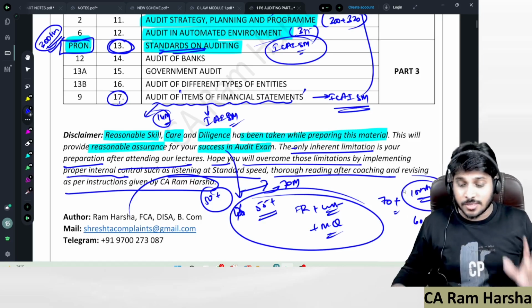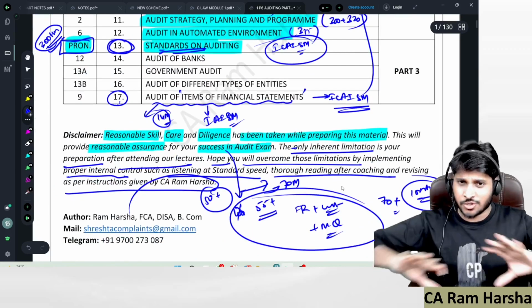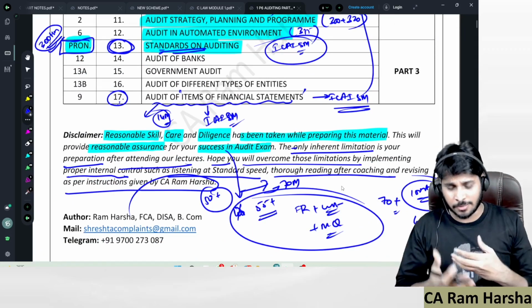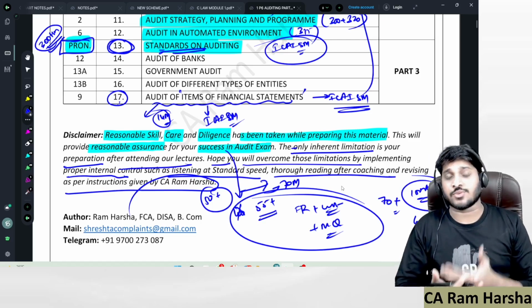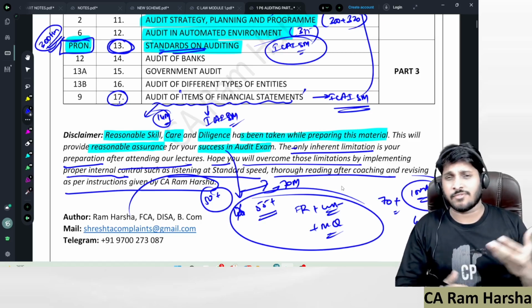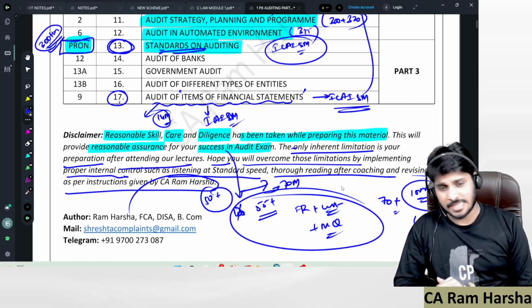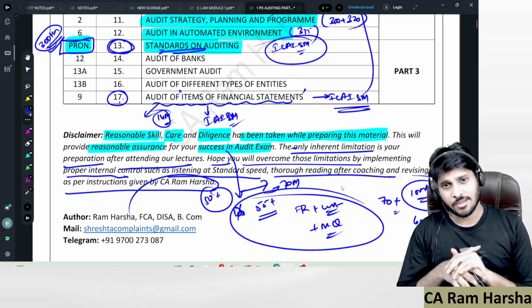That's it. So this is what you're going to get from me. I hope you understood completely. A brief overview about what you're getting from the CA Inter Auditing Classes Edition 2022, which will be applicable for November exams 2022 and even May 2023. That's it. So this is the zero session for us.